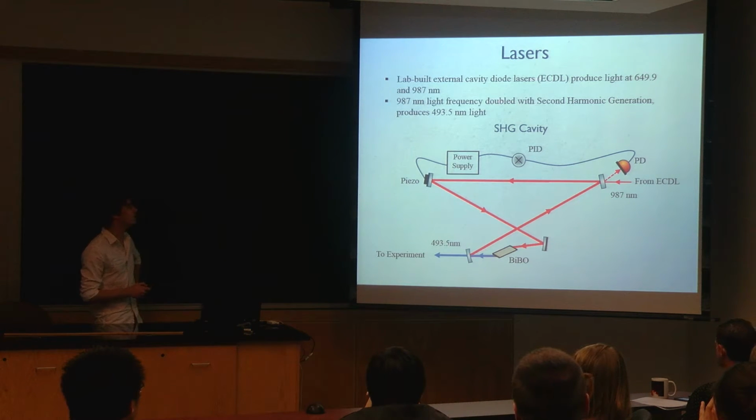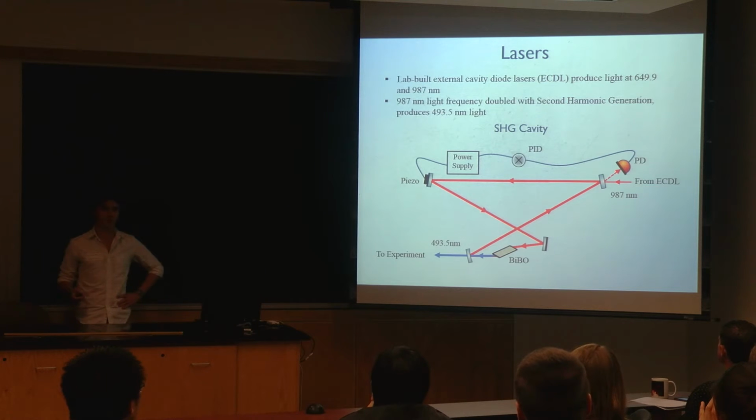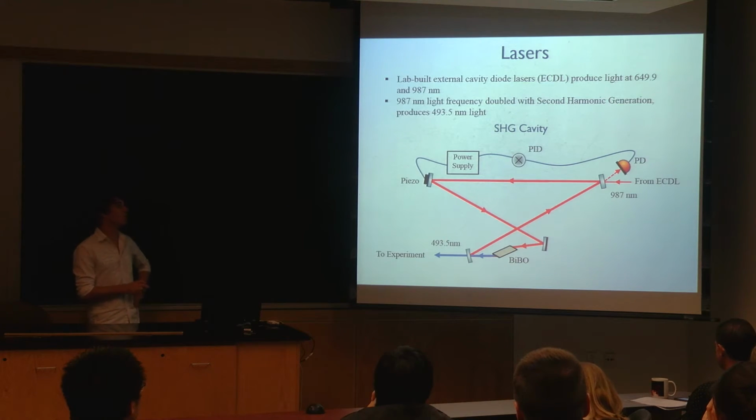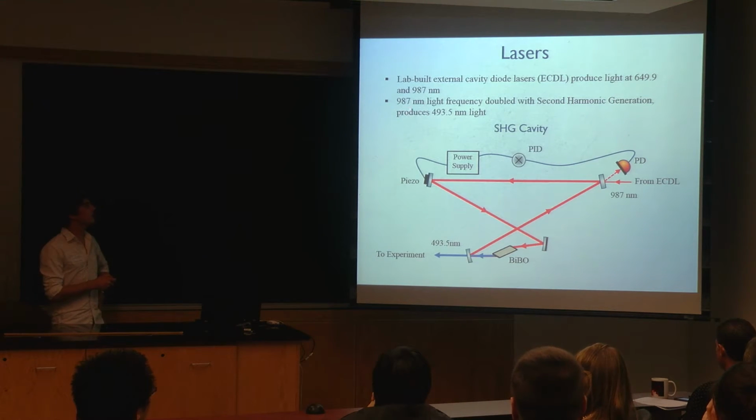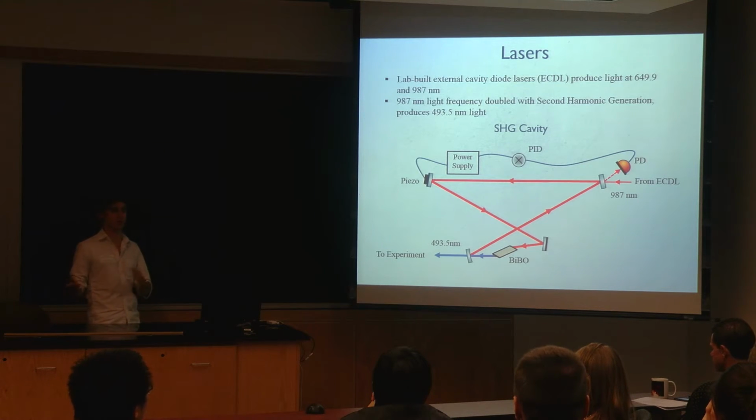We have two lab-built external cavity diode lasers that run at the two frequencies we need: one at 650 nanometers, and another at 987 nanometers. We frequency double that laser with this second harmonic generation cavity to get the blue light that we need, because you can't actually get a laser that runs at that wavelength.